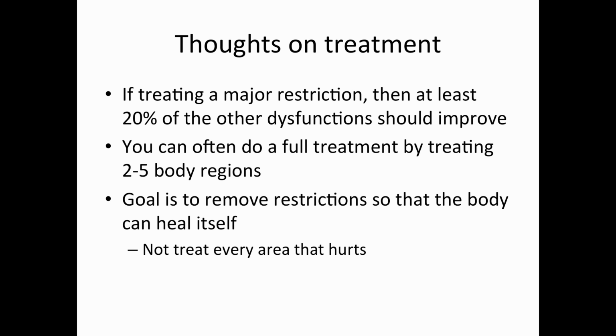So if you do treat a major restriction, at least as a ballpark, 20% of the other dysfunctions should improve, maybe even more. So you go back, you do a rescreen, you're like, man, a lot of those somatic dysfunctions that I found originally have gone away now that I've treated that one area. So you can do a full treatment, you treat that one area, you go back, you rescreen the whole body, find the area of greatest restriction, and treat the next area of greatest restriction. Working through that, you're often done with 2, 3, 4, 5 body regions. You've treated the whole body adequately.